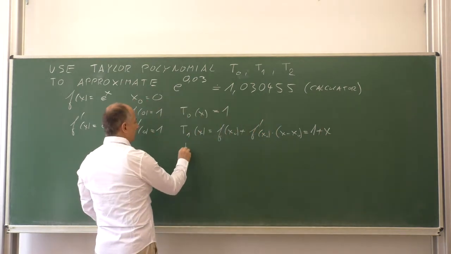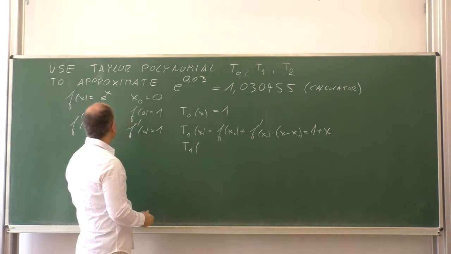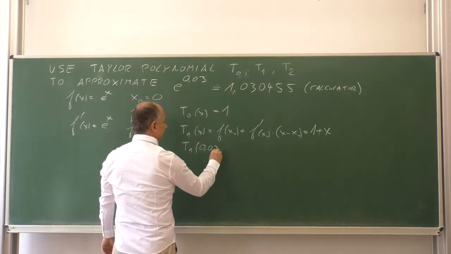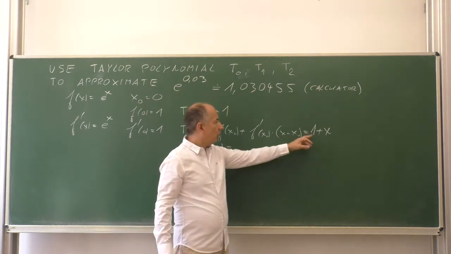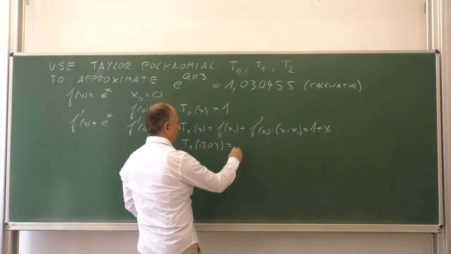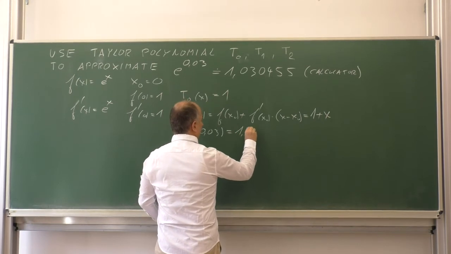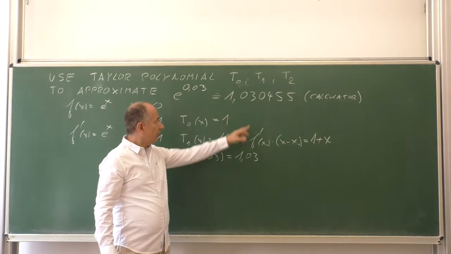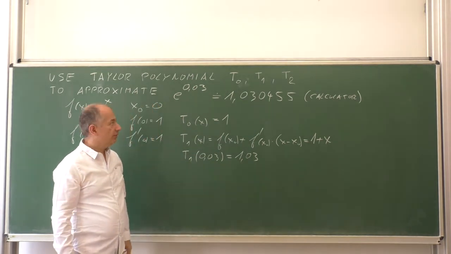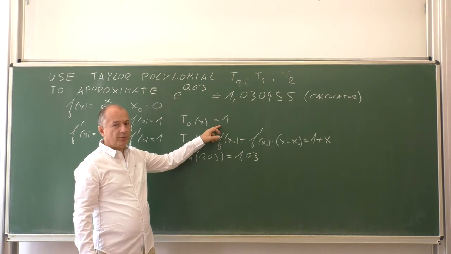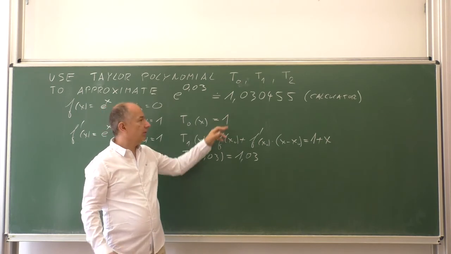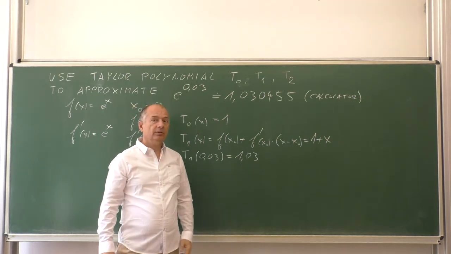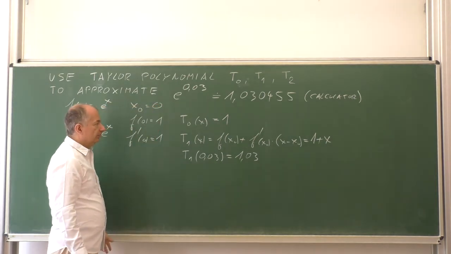So the Taylor polynomial t1 at this point 0.03 is 1 plus 0.03, which is 1.03. Well, that is good. You see, we are much closer to this value. The previous approximation was good just for 1 decimal digit. Now we have 3 valid digits.